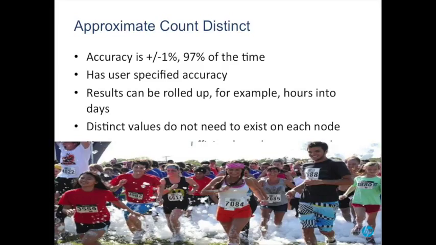And the distinct values do not need to exist on each node. The idea is it's going to use memory more efficiently and return the result. So it's just a more efficient way of doing count distinct. When the engineers described it, I was thinking, okay, so they're using a form of statistics to make count work better. That's really what it's doing. So if you want to add to that a little bit.